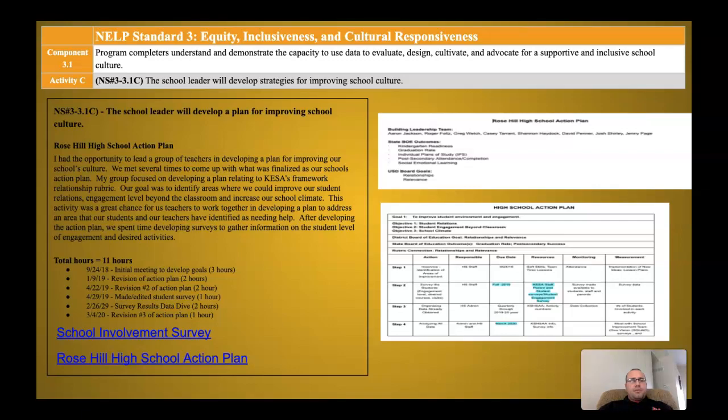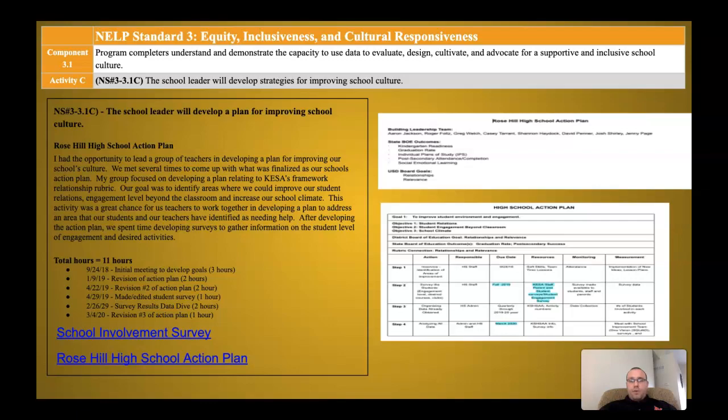The next standard is 3.1C. The school leader will develop a plan for improving school culture. This came down to our KISA goals. One of our goals for KISA was to improve our student engagement levels. So part of our Rose Hill High School action plan was to address the current engagement levels of our students, see what groups of students were getting involved, what students were not getting involved, and the reasons for both.